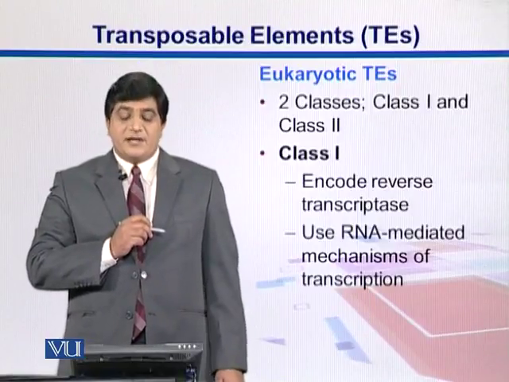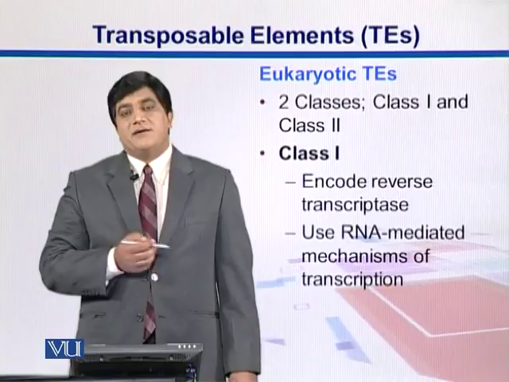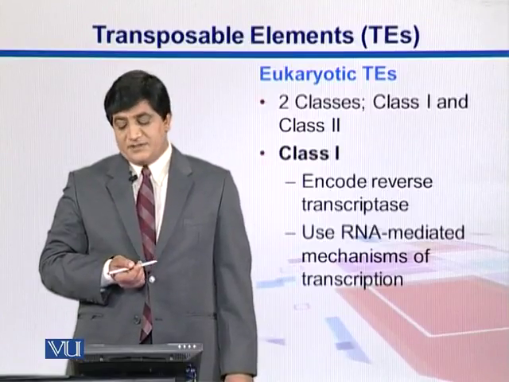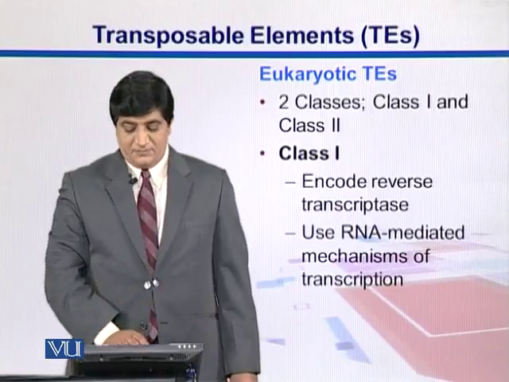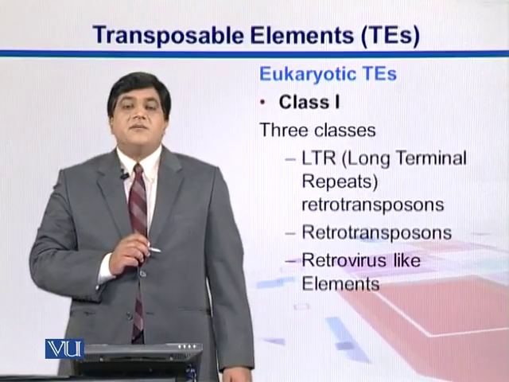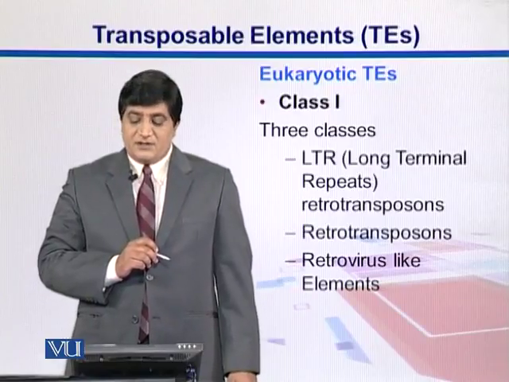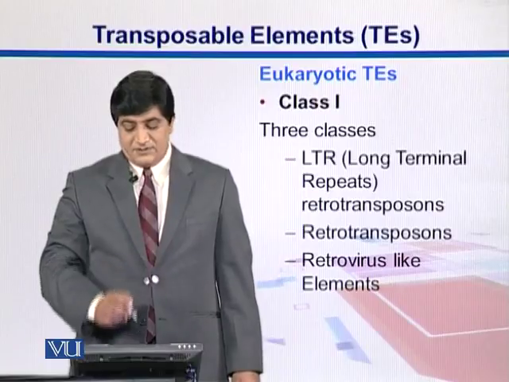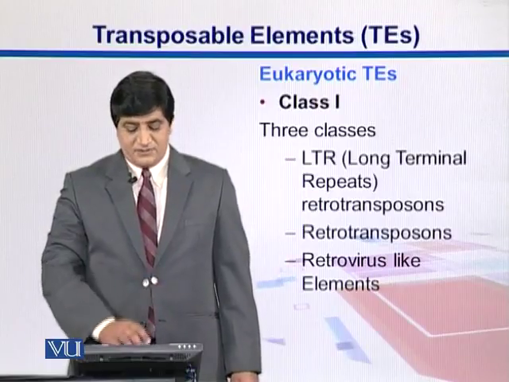Eukaryotic transposable elements, as we have seen earlier, have two classes. Class 1 has a reverse transcriptase in them, so they have an RNA-mediated mechanism of transposition. Class 1 can be categorized into LTR, long terminal repeat retrotransposons, and simply transposons. And then we can also have retrovirus-like elements.